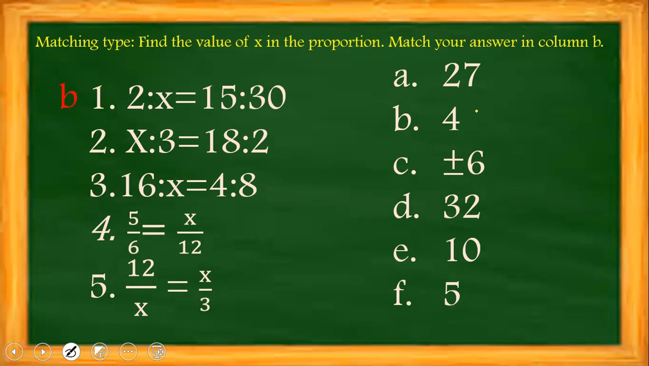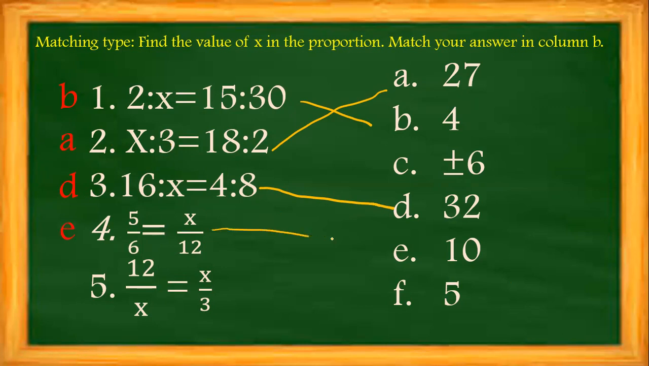Number one, the answer is 4. Number two, x is to 3 equals 18 is to 2. Alright, the answer is 27. 16 is to x, 4 is to 8, so it is B, 32. How about in number 4? The answer is letter E, or 10. In number 5, do you have any idea? Is it C or F? Alright, the answer is C.